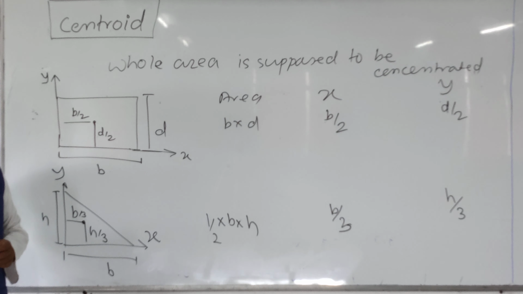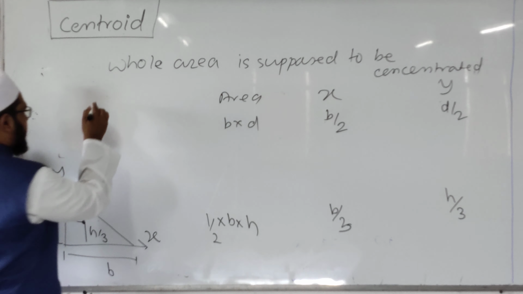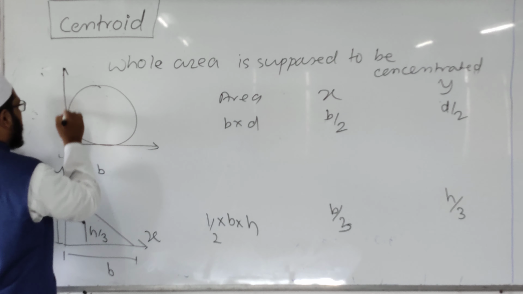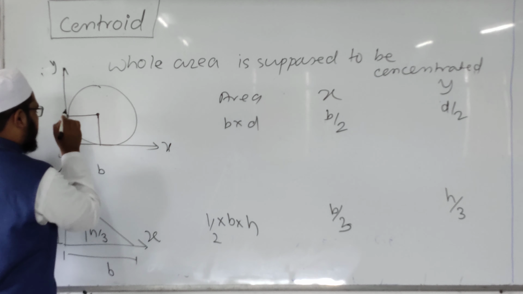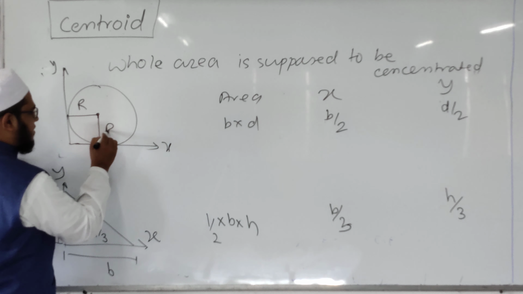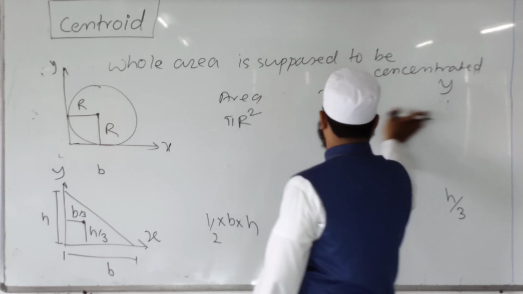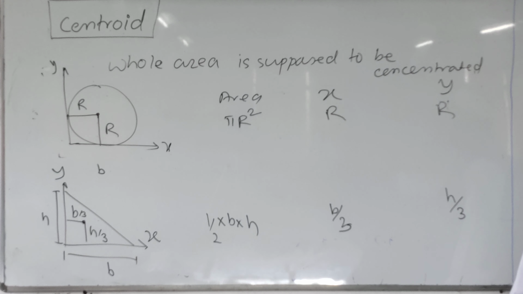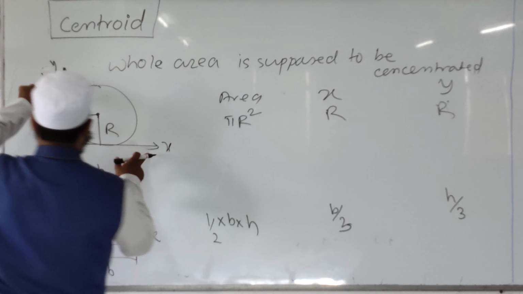The third standard figure is a circle. Assume that a circle is there, and the axes are lying like this. From standard figures we know that the centroid of the circle is the center of the circle. Area is given by pi r squared. The x and y coordinates will be r and r. Again I am repeating, this x coordinate and y coordinate is with reference to this given axis.